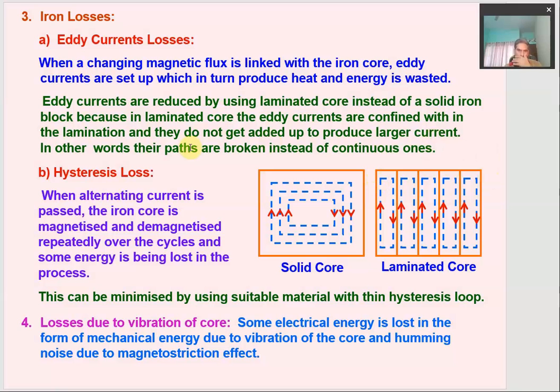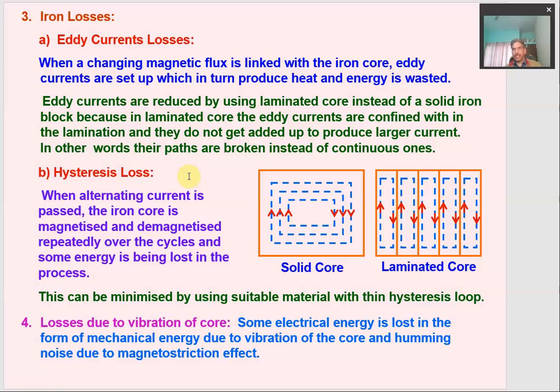Another loss in which energy can be lost in a transformer is the hysteresis loss. So what is hysteresis? It is the process of magnetizing a piece of iron or any specimen. Here we talk about the iron. Whenever we magnetize and demagnetize it, this whole process is called hysteresis.